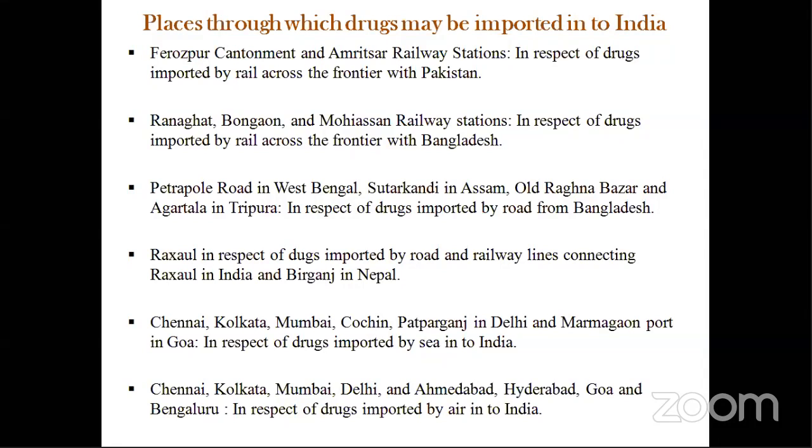Next are the Petrapole road in West Bengal, Sutarkandi in Assam, and Old Ragna Bazar and Agartala in Tripura. Those are the states or cities for drug import, directly related by road from Bangladesh. They are connected by railway station and by road, and the Tripura, Sutarkandi, and Petrapole roads maintain the transport of drugs and cosmetics by road directly from Bangladesh.